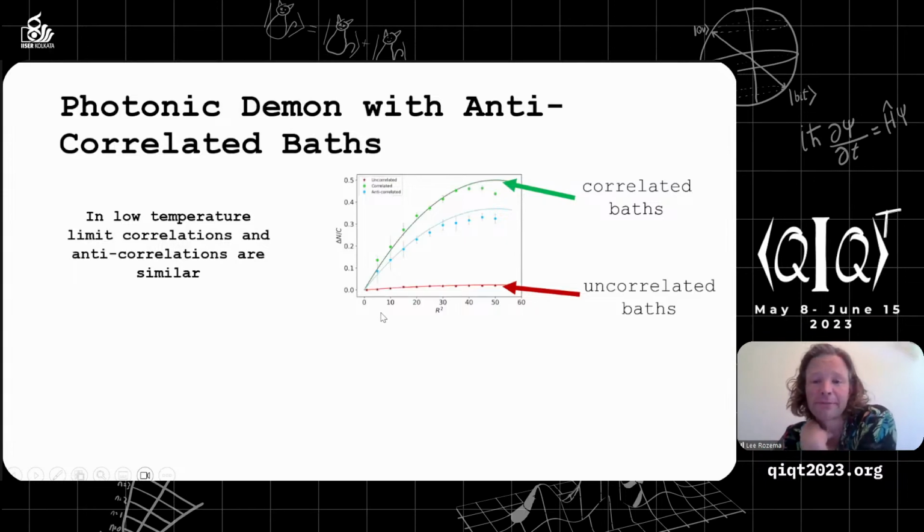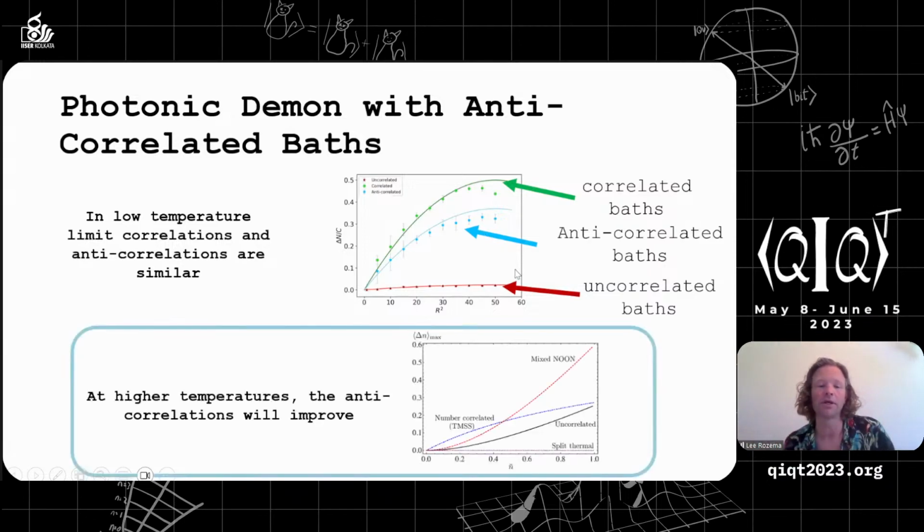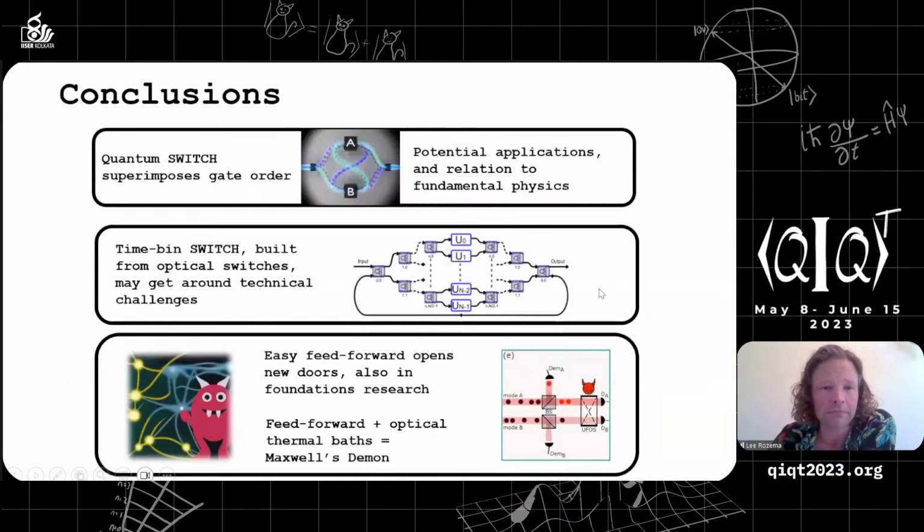So we implemented this experimentally. These are the green data I showed you before for correlated baths. This is the red data for the uncorrelated baths. And in the low temperature limit, everything works. The anti-correlated data are these blue results, which actually perform slightly worse for low temperatures, but this is because we had to use Hong-Ou-Mandel interference to generate our state. But we expect, as we tune to higher temperatures, that the anti-correlated states will actually start to outperform the correlated states. So with that, I reached the end of what I wanted to cover today.